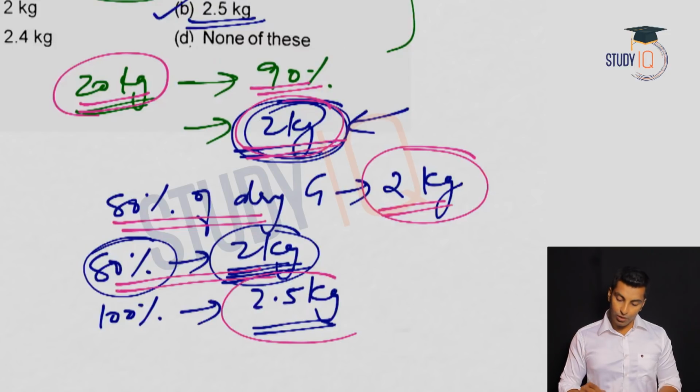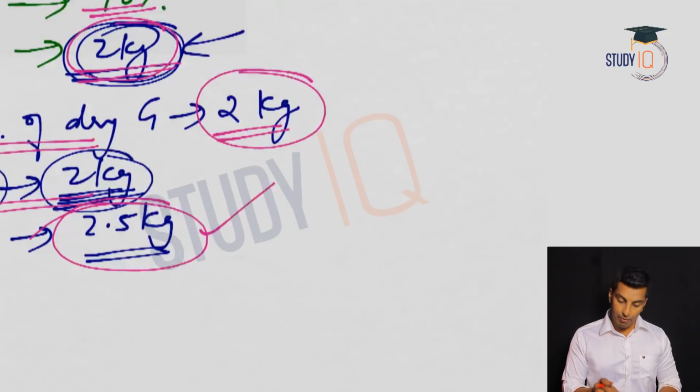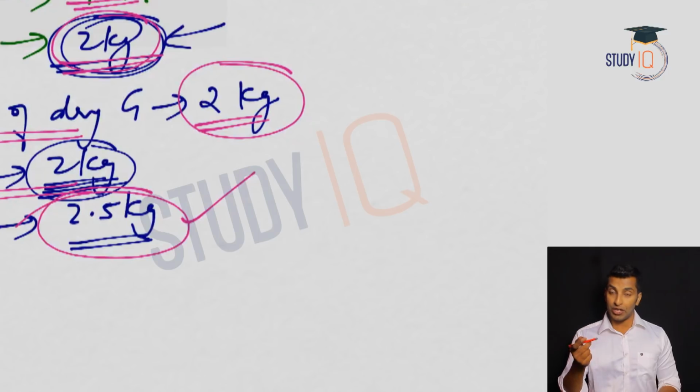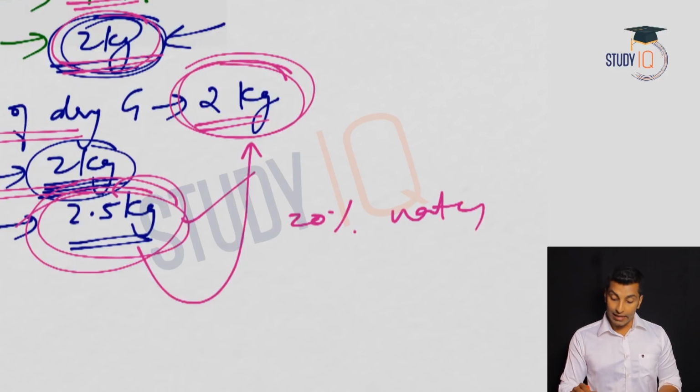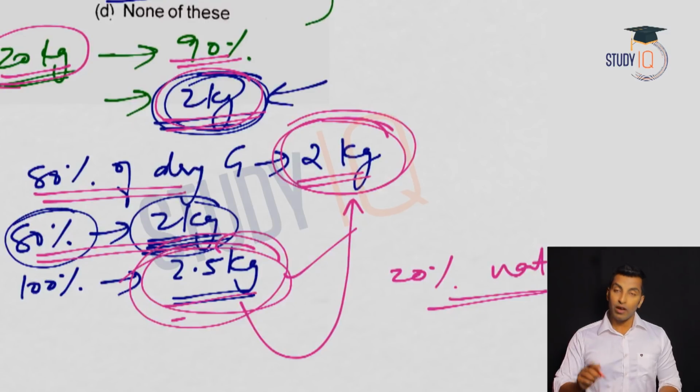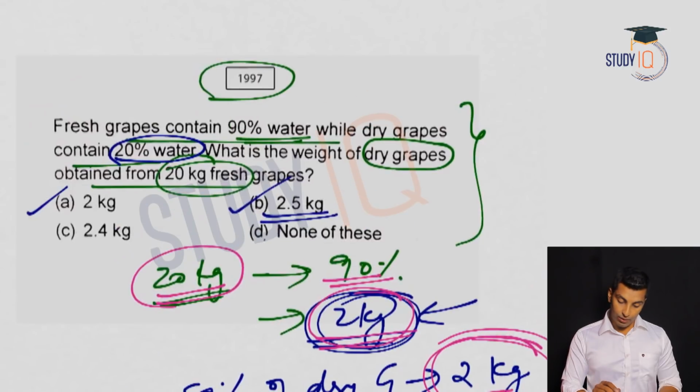So that becomes 2.5. What is the weight of the dry grape which is obtained from 20 kg fresh grape? That is 2.5 kg. The idea is, in this 2.5 kg, only 2 kg is the mass, because 20% is water. In this 2.5, 20% is water. That's what is given here. I hope this is clear for all of you.